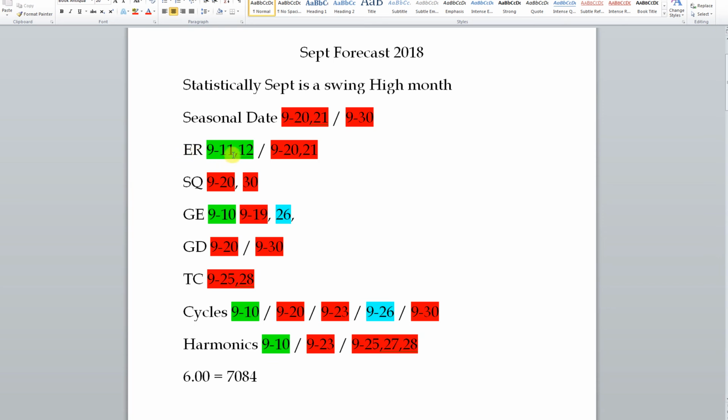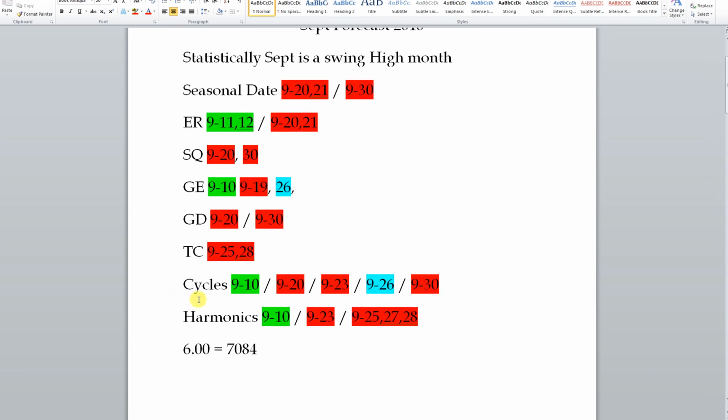Seasonal dates. The ER worked out 11-12. That didn't work out. This didn't work out. GE didn't work out except the 9-10. GD didn't work out. TC didn't work out. The cycle 910 worked out. None of these worked out. Harmonic 910 worked out. So 1, 2, 3, 4 worked out, 4 out of 4.